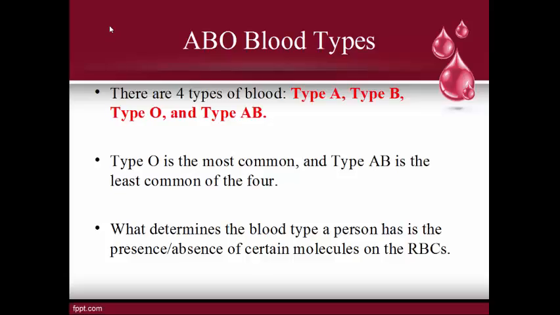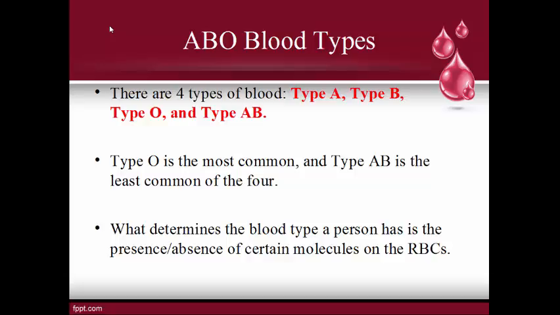Okay, the last major topic of this chapter are the ABO blood types that we have. Now, there are only 4 types of blood that exist, either type A, type B, type O, or type AB. So you will have one of those 4. Now, of those 4, type O is the most common. Over, I think, 50% of all people in the world are type O. And the least common is type AB.